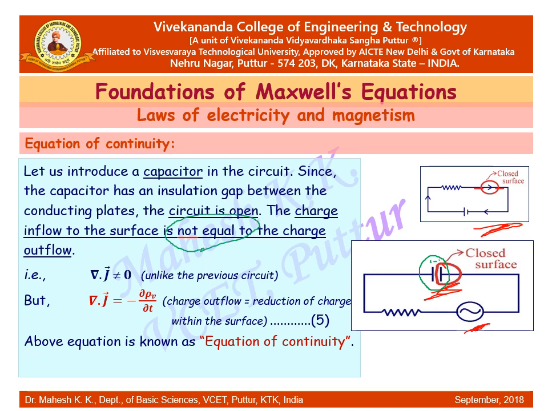That means del dot J, divergence of J, is not equal to 0, unlike in the previous circuit. But then we know that del dot J can be written as minus dou rho V by dou T. That means charge outflow is equal to reduction of charge within the surface. That equation is what we call the equation of continuity.